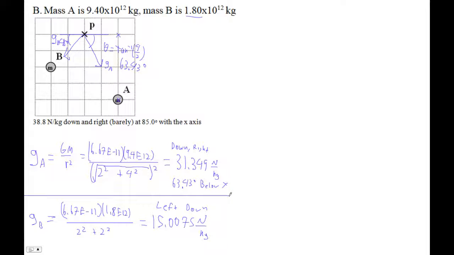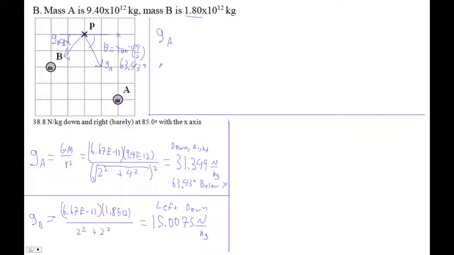Alrighty. Okay, so now we're ready to add them up, right? So let's go G in the A direction, I'm sorry, the gravitational field toward A, the G due to B, and then the sum. All right.